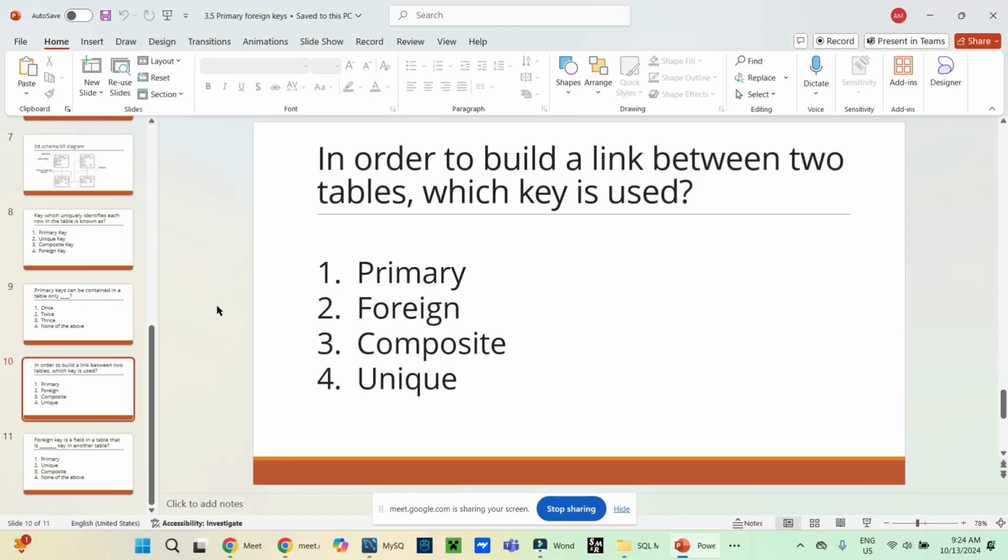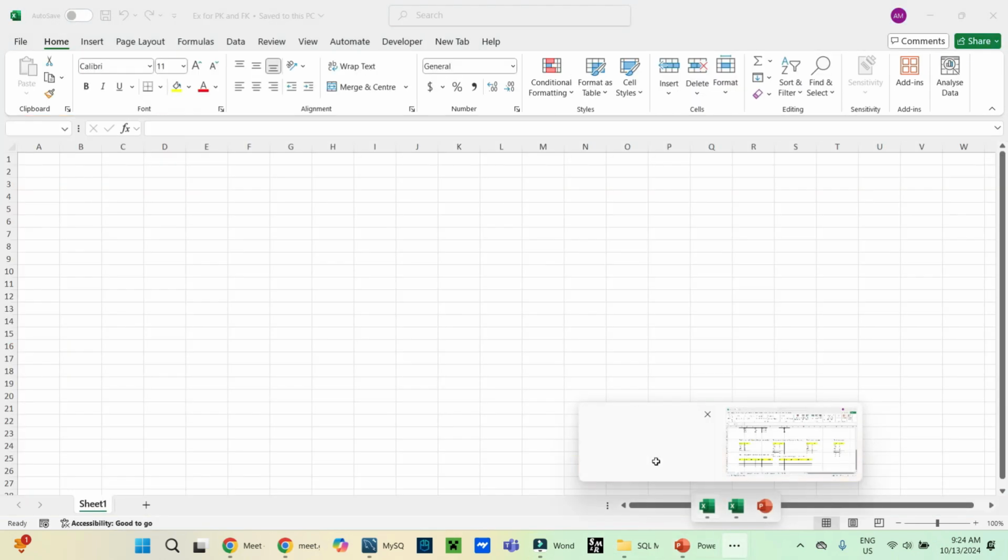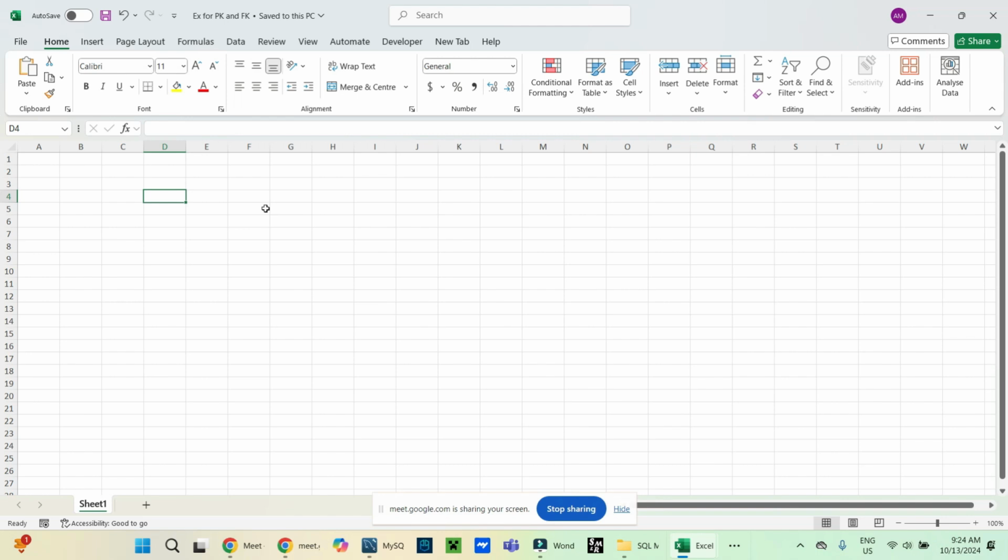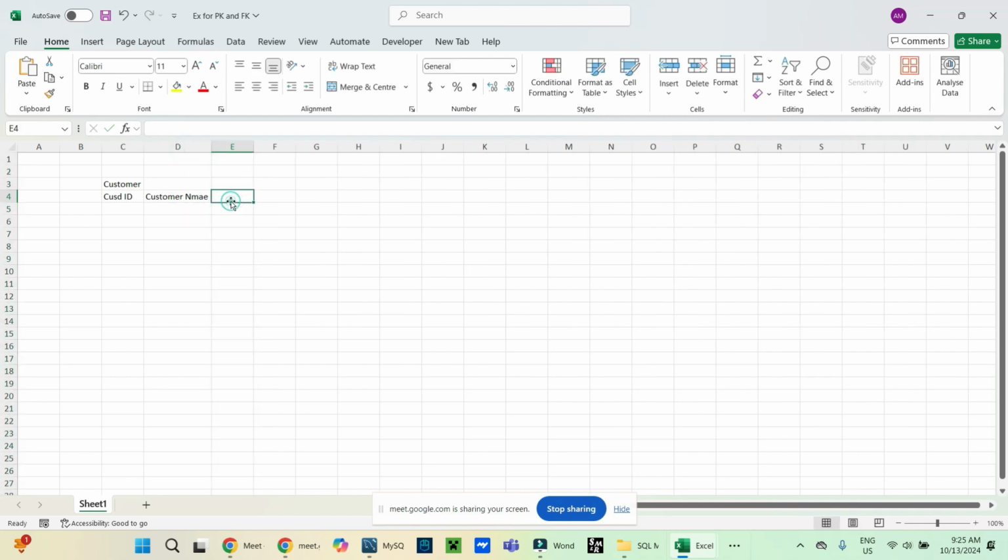Now I am showing you an example of what is happening in real time. How the relation is built between the primary key and foreign key is important to understand. Suppose we have a customer table. In the customer table we have a customer id, customer name, and customer last name, or phone number, whatever it is. So whatever customer related information will be here.